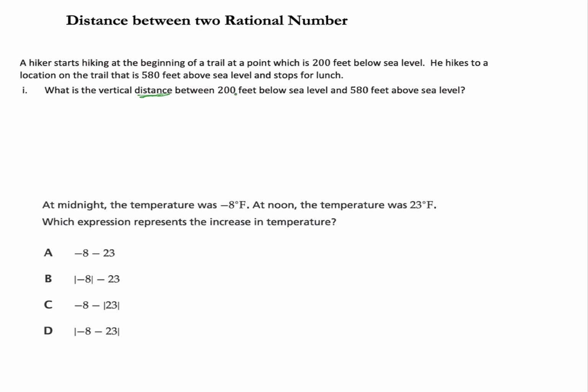Now, this says 200 feet below sea level. Because it's below sea level, it means this is negative 200. This is 580 feet above sea level, which means this will be a positive 580. And if we want to find the distance, you're going to have the absolute value. You can write negative 200, take away 580, or you could write 580. You can start with that first, take away, but remember that is a negative 200.